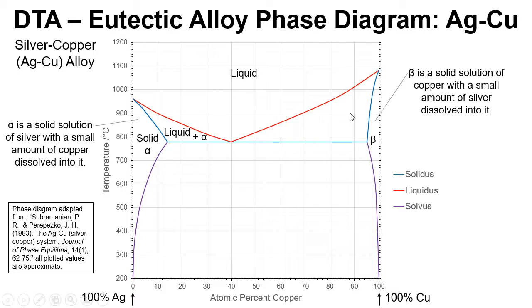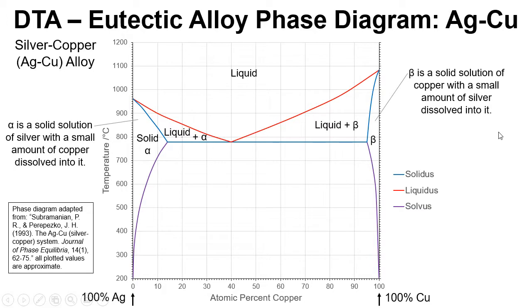The reason that they're called alpha and beta is that by convention the component over on the left hand side, so this being 100% silver, which is just chosen by us, is referred to as alpha, and because this is over on the right hand side this phase is referred to as beta. Then in this zone here we have a liquid plus beta, which is a solid solution of copper with a small amount of silver dissolved into it, and the liquid of course in all of these examples is a mixture of liquid silver and liquid copper.